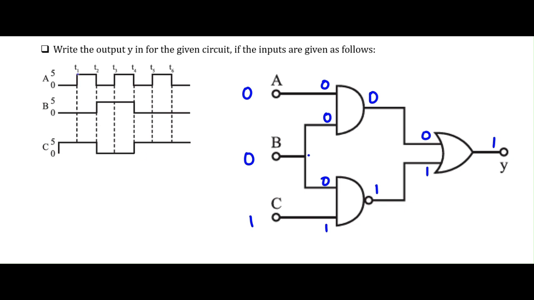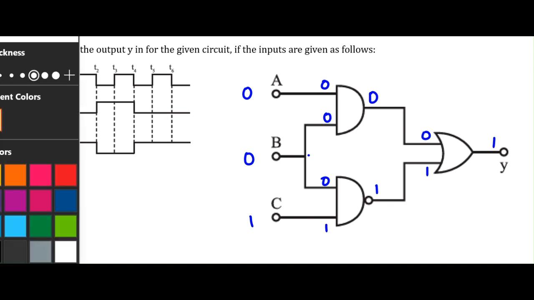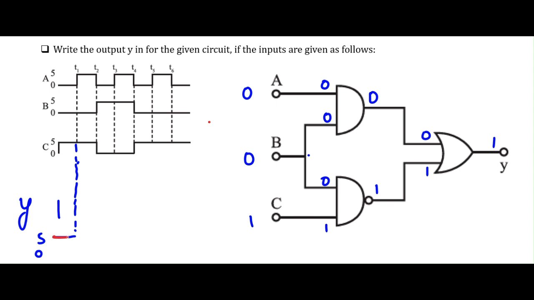So for the first time slab, the output Y will be 1. That is high. So we can write it as 0, 5. So the output will be here. I should try some different color for the final output, which we can write at the end. So this one. Let's continue.